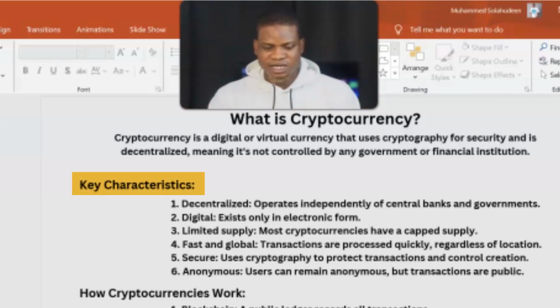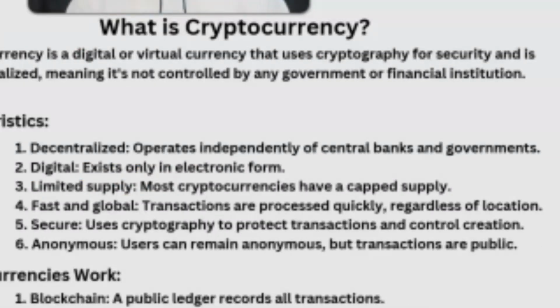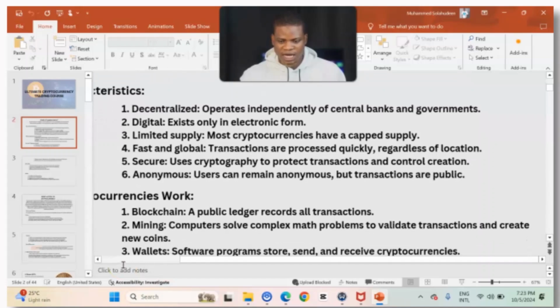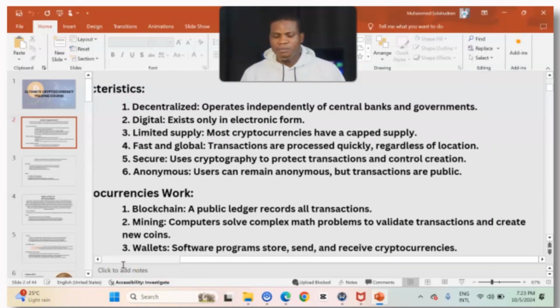So what are the key characteristics of a cryptocurrency? The first thing is that it is decentralized, which means it operates independently of central banks and governments. So no central bank, no government has access or control over it. The second one is it is digital, which means it only exists in electronic form. So cryptocurrency is digital and it is not physical.